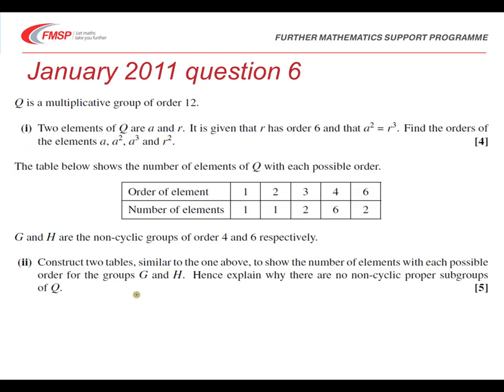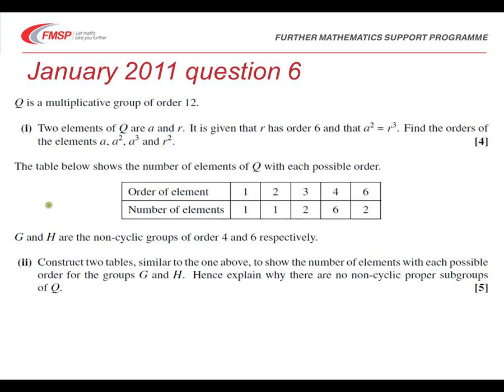We'll finish by an exam question that really looks at subgroups and cyclic groups and cyclic subgroups. So, in this question, you're told Q is a multiplicative group of order 12. Two elements of Q are A and R, and it's given that R has order 6 and A squared is R cubed, and you're asked to find the orders of the elements A squared, A cubed, R squared.